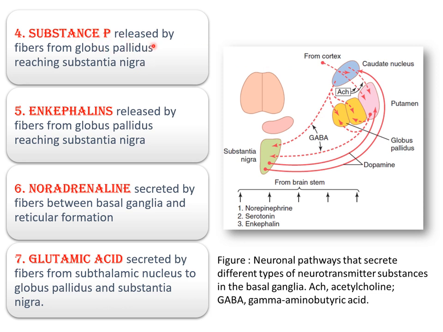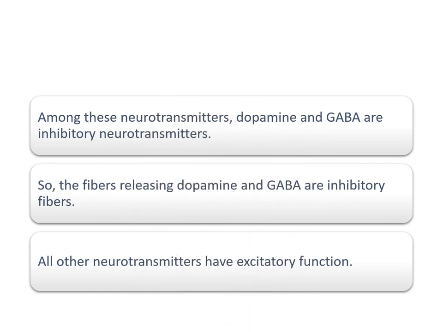Then substance P, released by fibers from the globus pallidus reaching the substantia nigra. Enkephalins, released by fibers from the globus pallidus reaching substantia nigra. Noradrenaline, secreted by fibers between the basal ganglia and reticular formation. Glutamic acid, secreted by fibers from subthalamic nucleus to globus pallidus and substantia nigra. Among these neurotransmitters, dopamine and gamma-aminobutyric acid are inhibitory neurotransmitters, so the fibers releasing them are inhibitory fibers, and all other neurotransmitters have excitatory functions.